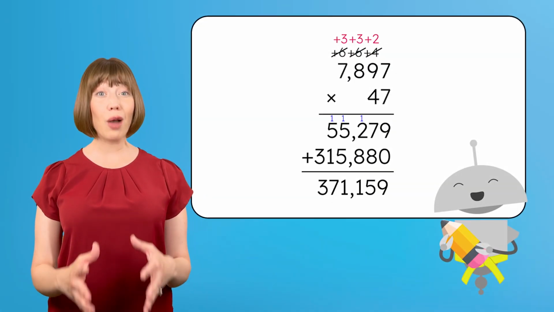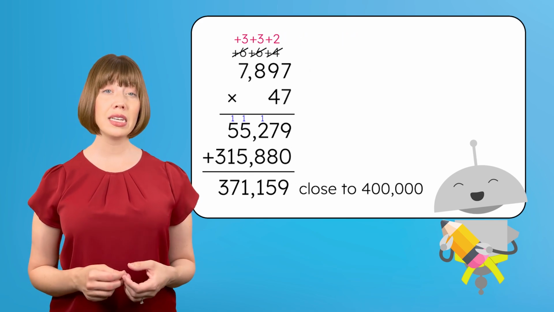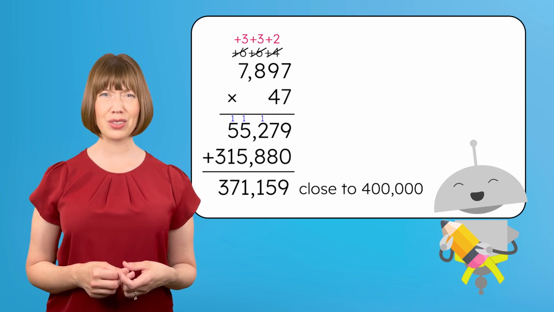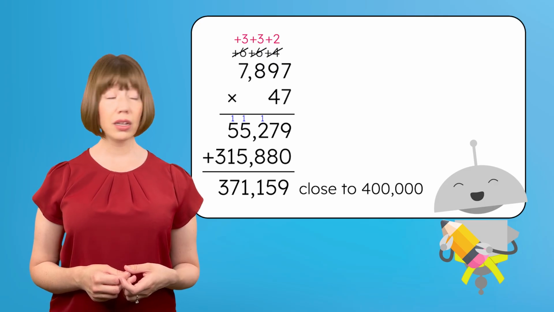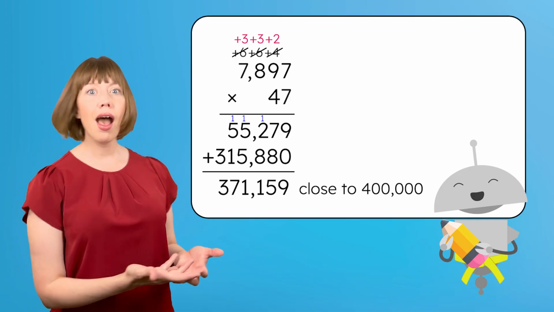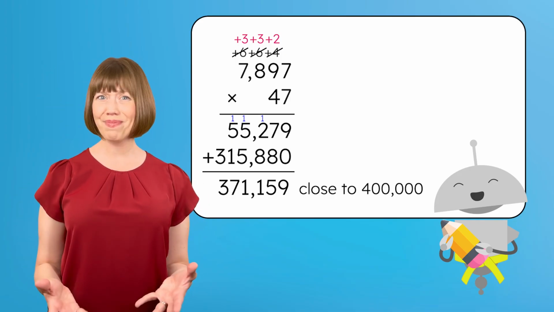We estimated our exact answer would be close to 400,000. But does that mean it's reasonable? Great idea, Mia! We can use Sensei's Reasonable Rules test. Check it out.